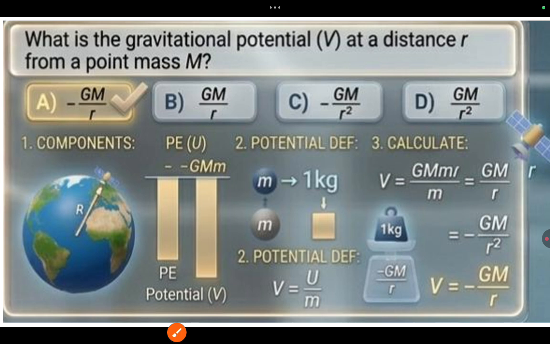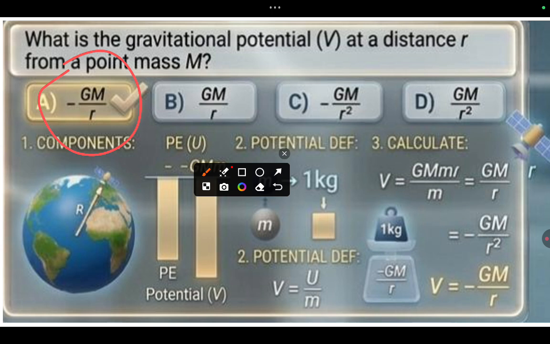What is the gravitational potential V at a distance r? Just now we discussed that it is minus GM by r.